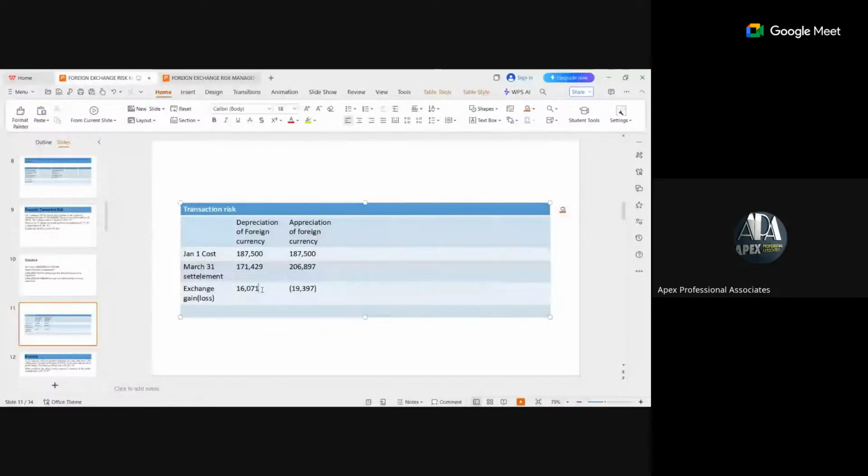Now, in relation to the appreciation of foreign currency, the initial cost is 187,500. But with the fact that the foreign currency appreciates, it means we are paying more. So when we compare to the initial cost as at January 1st, since we are paying as at 31st March, we're going to pay more and we're going to encounter a loss. So this is a case of exchange gain or loss in relation to transaction risk.